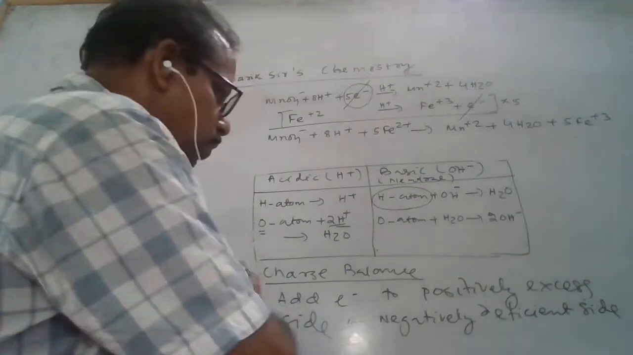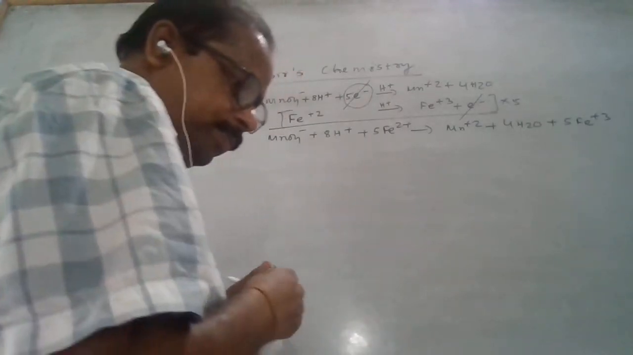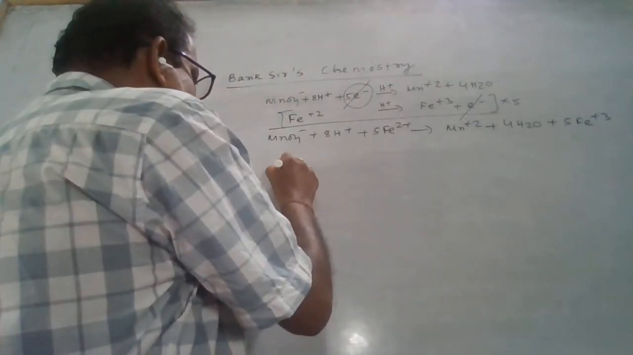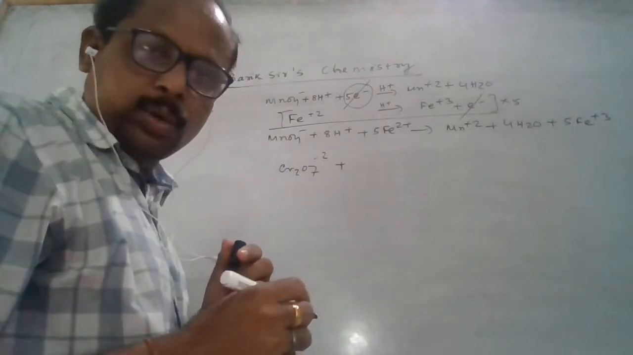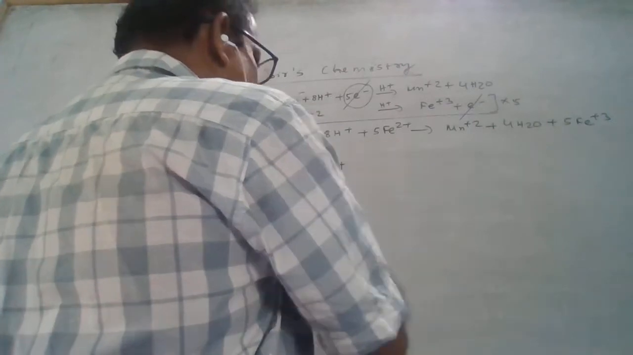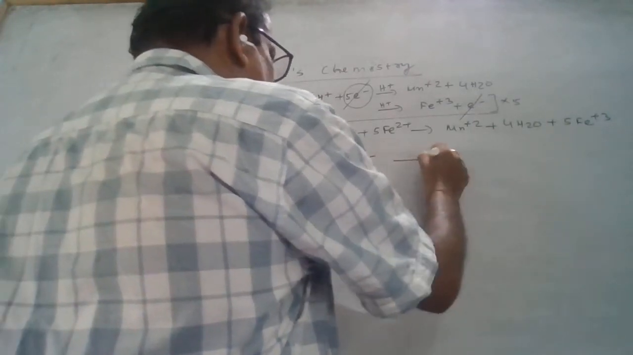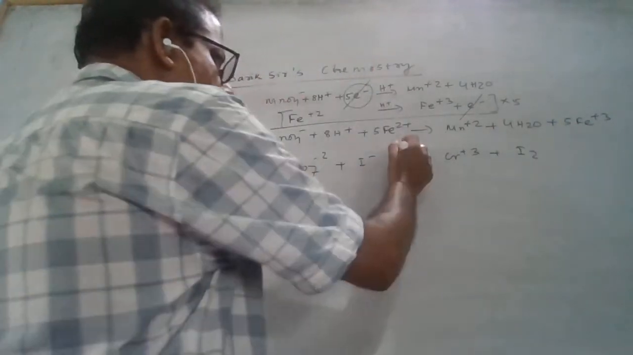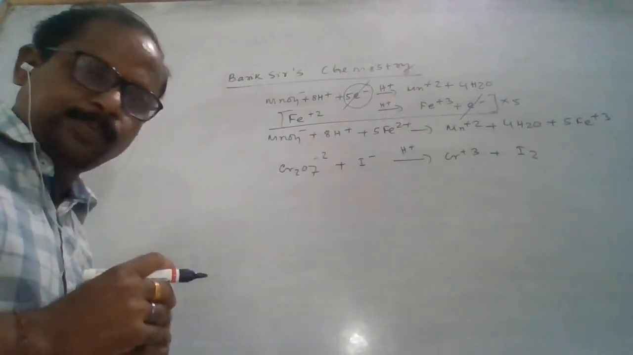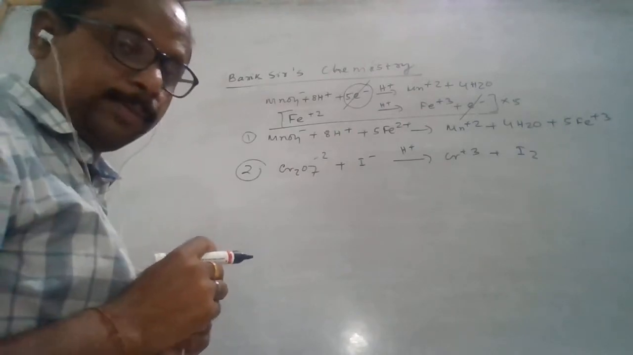I will explain one more equation to balance. That is Cr2O7 2 minus and I minus, which is converted to Cr3 plus plus I2. That is also in the acidic medium. So this is question number 2, and that was question number 1.